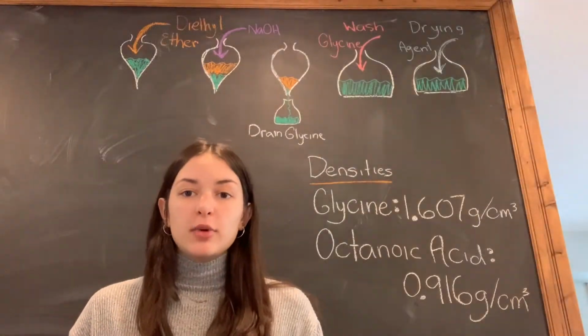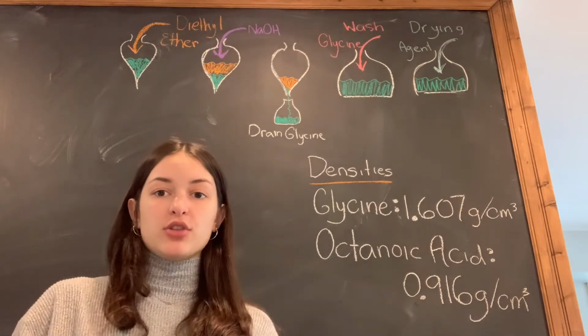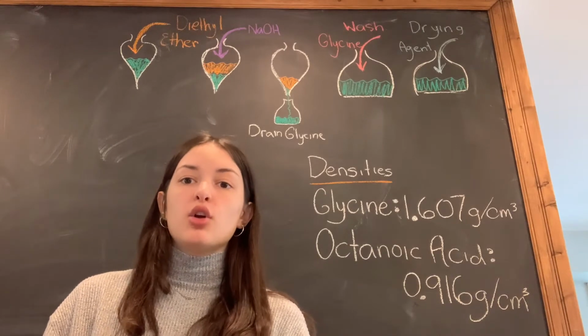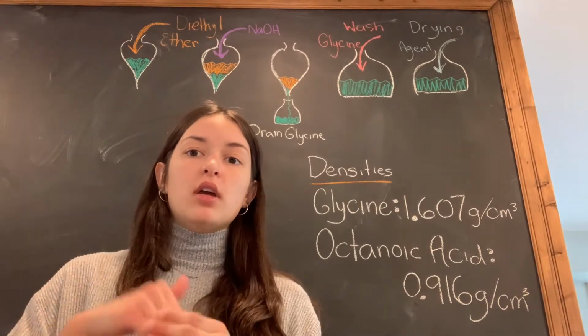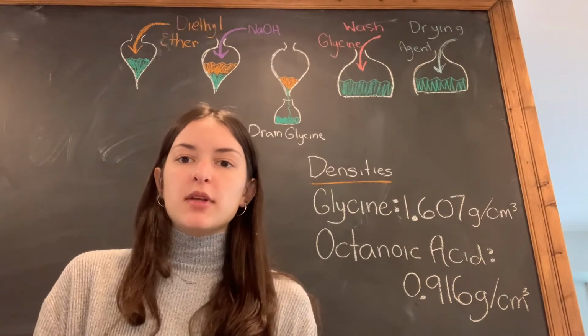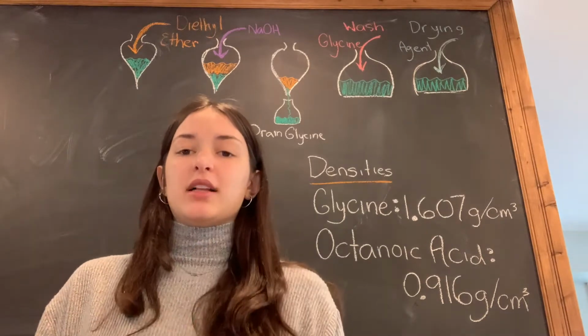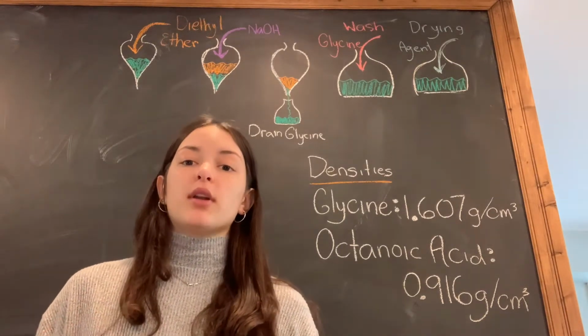So now that we are done our recrystallization, we are going to perform a liquid-liquid separation to separate our glycine and our octanoic acid. So we're going to start by putting our mixture of those 2 into a separatory funnel. And you may be thinking, what exactly is a liquid-liquid separation? It's pretty much exactly what it sounds like. It's just you have a mixture of 2 liquids and you want them to be separated.